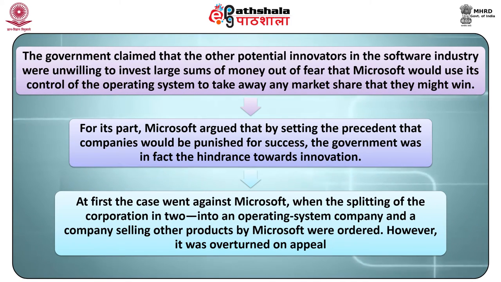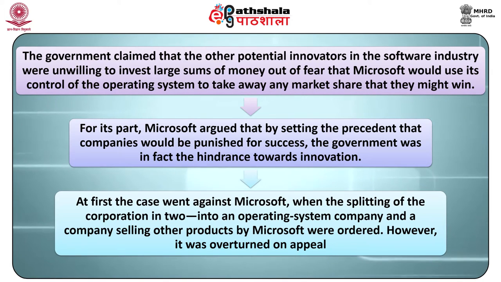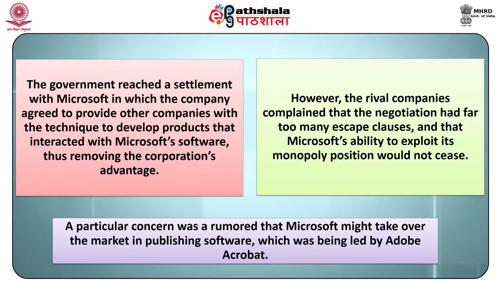At first, the case went against Microsoft, when the splitting of the corporation in two, into an operating system company and a company selling other Microsoft products, was ordered. However, it was overturned on appeal. The government reached a settlement with Microsoft in which the company agreed to provide other companies with the technique to develop products that interacted with Microsoft's software, thus removing the corporation's advantage. However, the rival companies complained that the negotiation had far too many escape clauses and that Microsoft's ability to exploit its monopoly position would not cease. The government complied. The antitrust lawyers from the Justice Department reported that they were increasingly uneasy about the plan to spur competition. A particular concern was a rumor that Microsoft might take over the market in publishing software, which was being led by Adobe Acrobat.